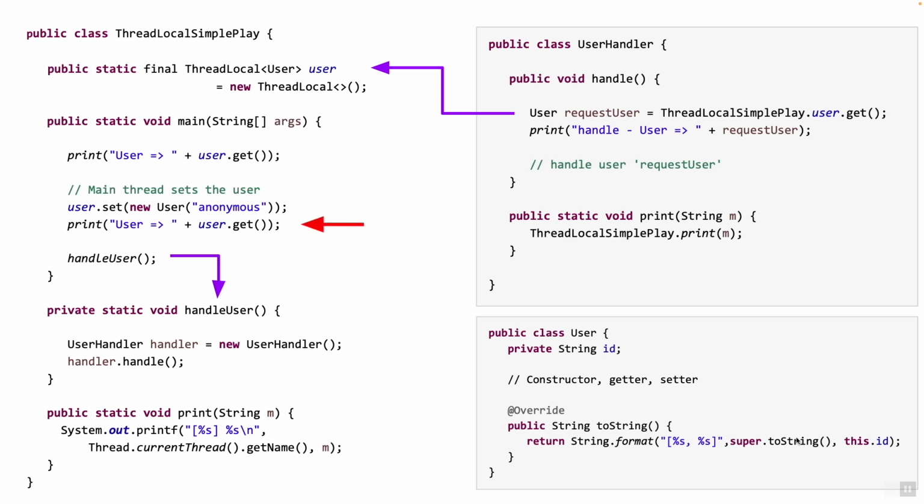Now over here, when we print it, what gets printed? Anonymous. Now inside the handle method, we call the get method, which will get the user associated with the main thread. Why the main thread? Again, it's the main thread which is calling get. It should print anonymous. So overall, the output of this method will look as follows. All running in one thread, the main thread.